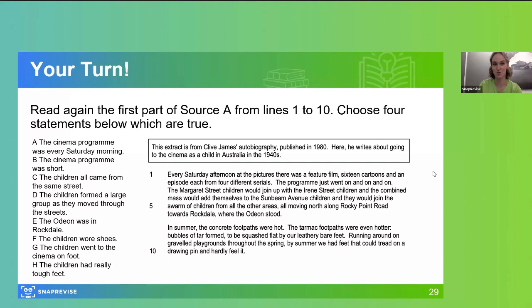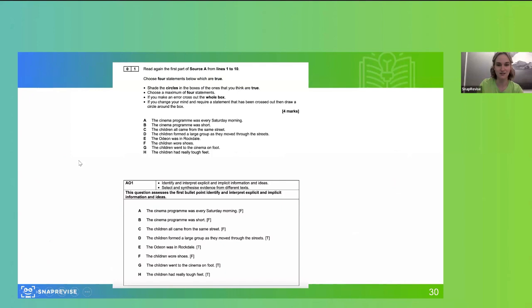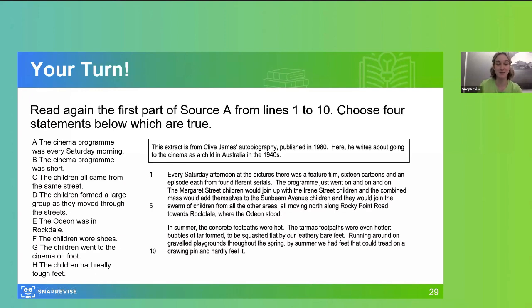Again, as long as you understand what's going on, this question can be as simple as this kind of thing. Who's going to tell me? Well, I'll tell you. Statement A is true. The cinema program was every Saturday morning, and literally the first three words of the extract are every Saturday morning. So it tells you that that statement is true. Statement B, the cinema program was short. Can anyone tell me in the second sentence whether this statement is true or false?